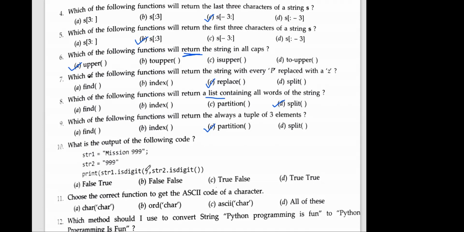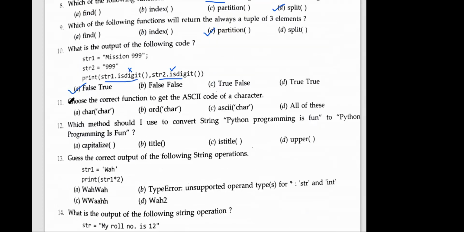What is the output of the following code? See, this code is given. Now, what do you think will be the output? Just see the code and let me know. A. See, if you see this particular code properly, this is string 1, then this is string 2. Then string1.isdigit, we are checking whether all the characters are digits or not. So this is false. And for string 2, we are checking whether all the characters are digits. Yes, all the characters are digits. So this is true. So this is false and this is true. Answer will be A.